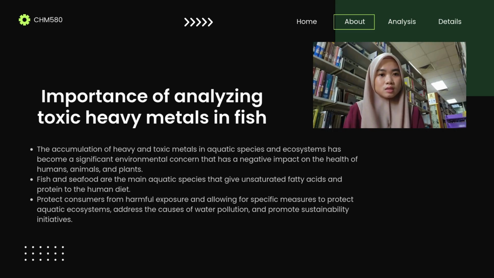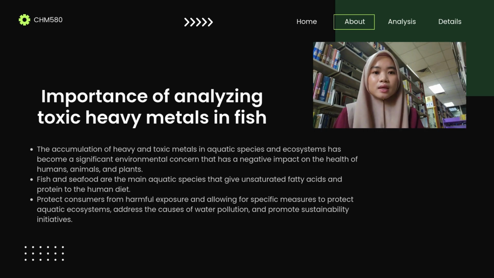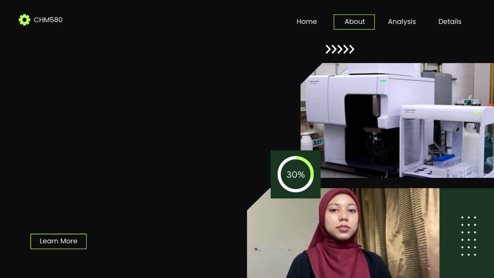However, fish frequently serve as one of the primary exposure sources, gradually accumulating metals to potentially harmful amounts beyond the safe limits set by national and international regulations. Thus, by identifying the harmful heavy metals present in fish, we can protect consumers from harmful exposure, and allow for specific measures to protect aquatic ecosystems, address the causes of water pollution, and promote sustainability initiatives.